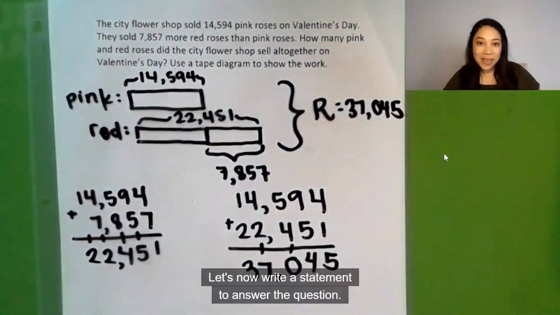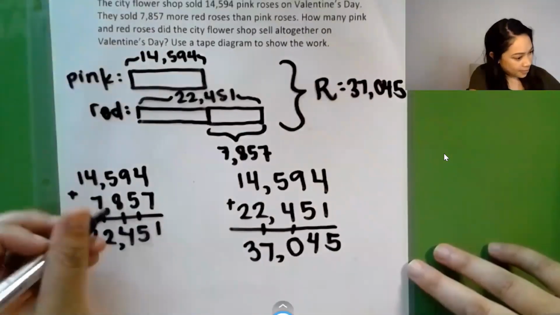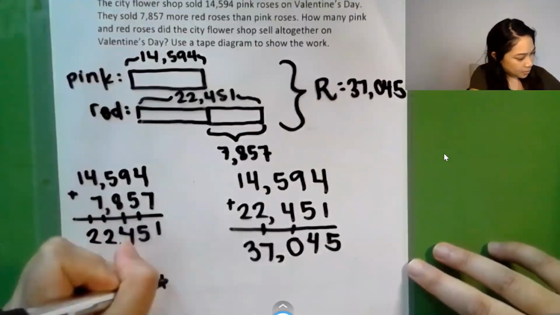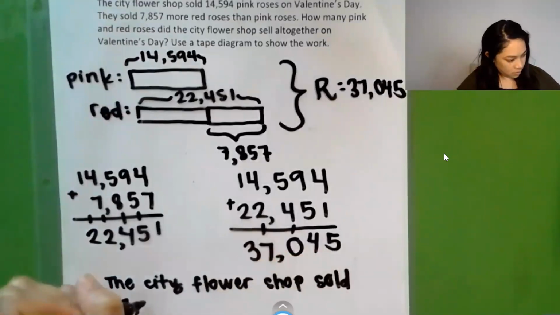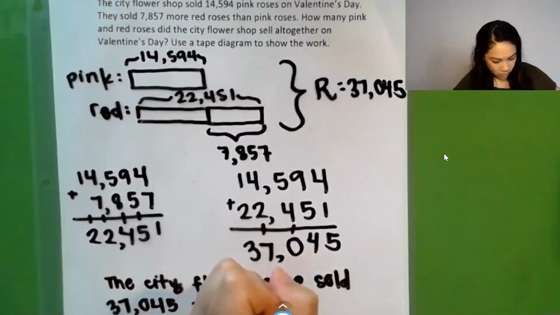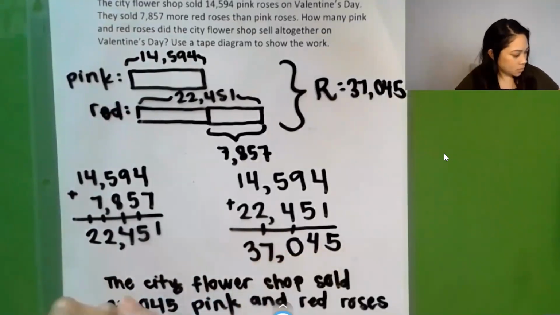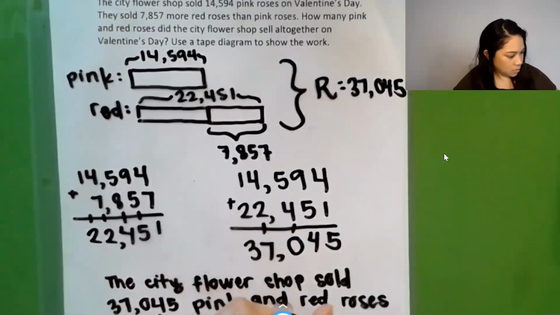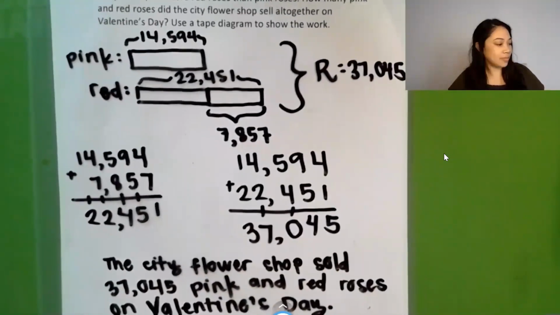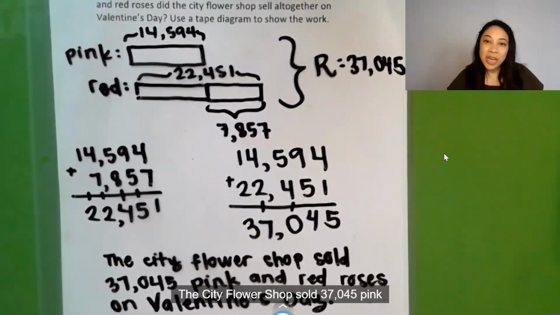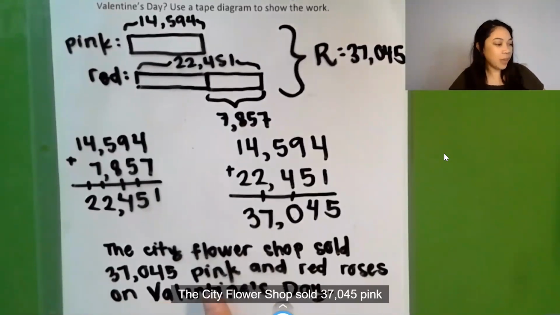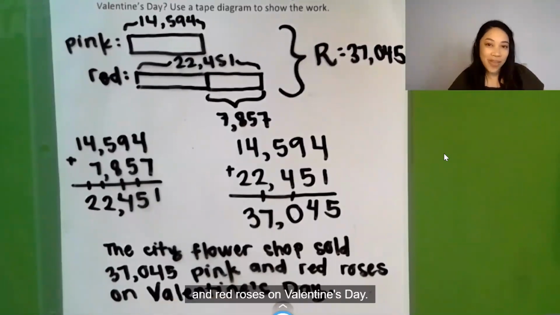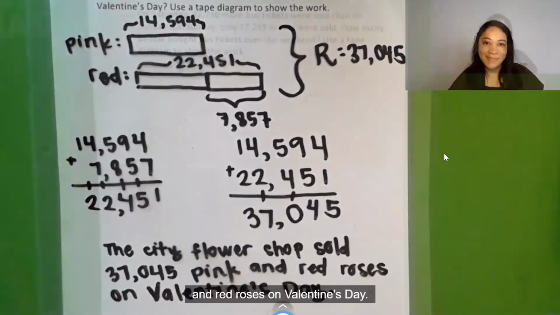Let's now write a statement to answer the question. The City Flower Shop sold 37,045 pink and red roses on Valentine's Day.